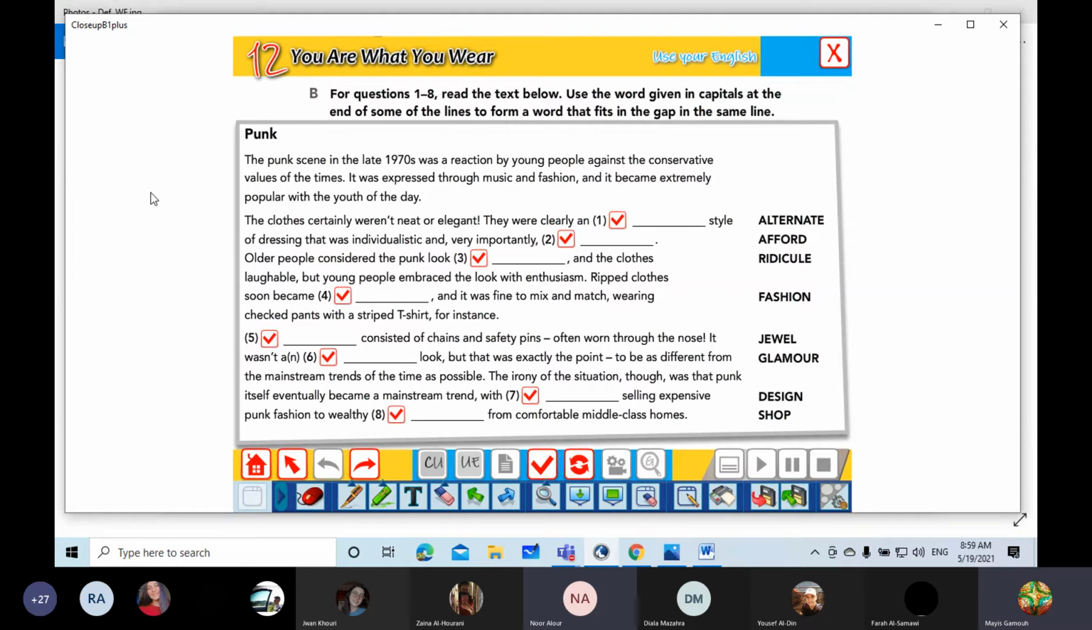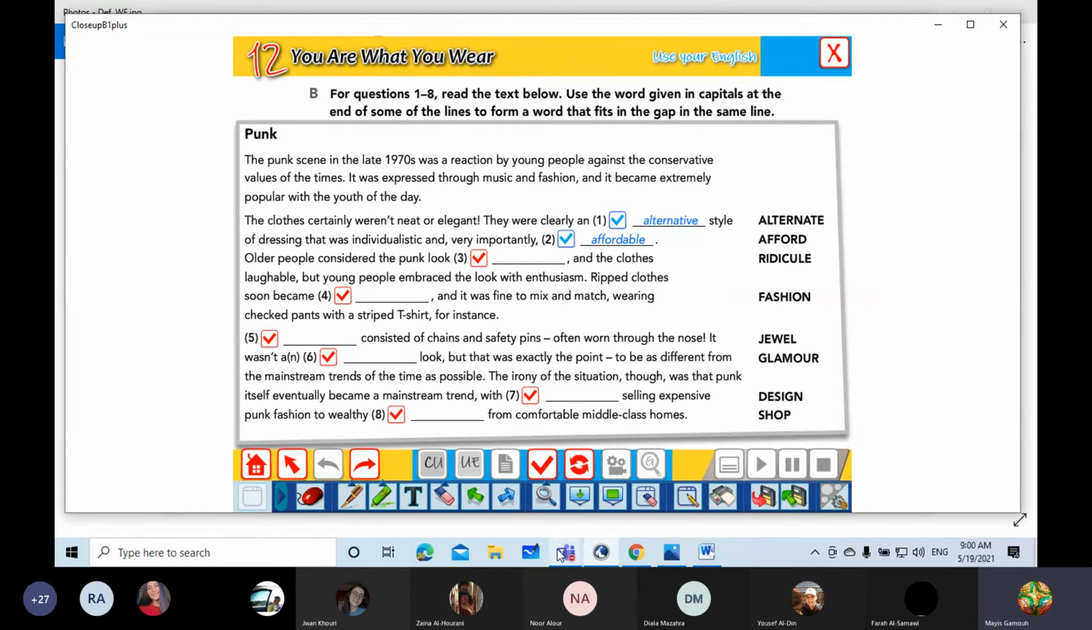Yes, against the conservative values of the times. It was expressed through music and fashion, and it became extremely popular with the youth of the day. The clothes certainly weren't neat or elegant. They were clearly an alternative style of dressing that was individualistic and, very importantly, affordable. All right, thank you, dear. Okay, what part of speech is or are these? Adjectives. Thank you, dear.